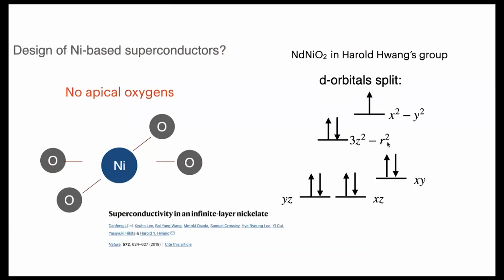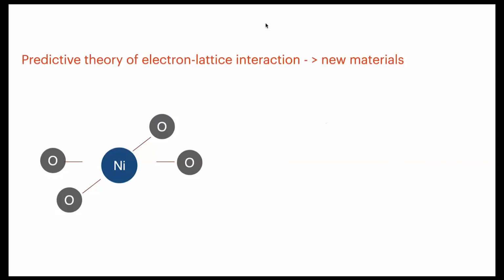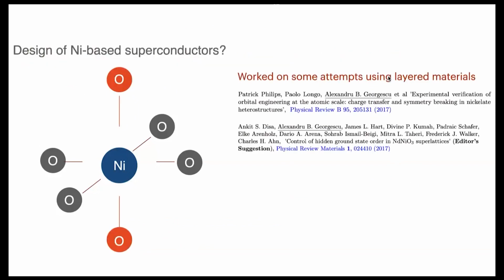Now, of course, this actually worked, as most people know, right? So Harold Hwang's group actually built neodymium nickel oxygen 2 by taking away the apical oxygens, right, with some chemical reduction. But one of the interesting things about this is I think in many ways this is maybe the first proposed superconductor from this type of principle. So one of the nice things is, predictive theories of correlated electron materials do lead to new materials.